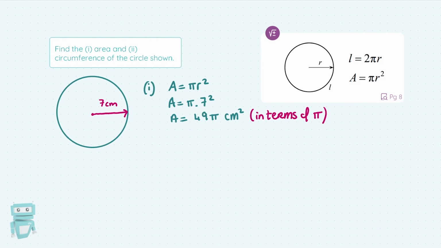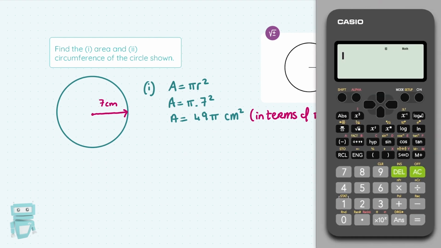Now if they want it to 2 decimal places, we'll just type it in to show you. The pi button down there beside the ANS, it's in yellow. So to get those yellow buttons, shift pi, multiply by 7 squared, 49 pi. And to get the other answer, say to 2 decimal places or to the nearest whole number, press your SD button, 153.94 we'll go for.